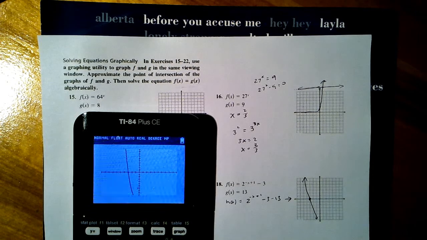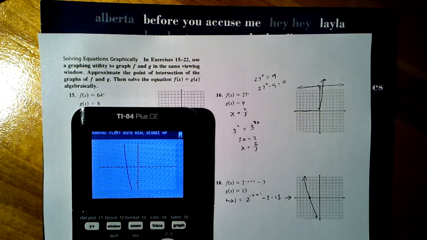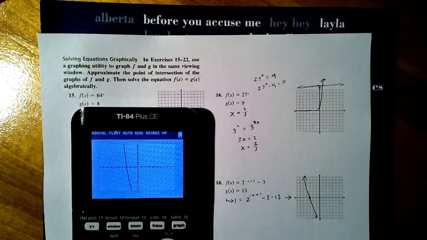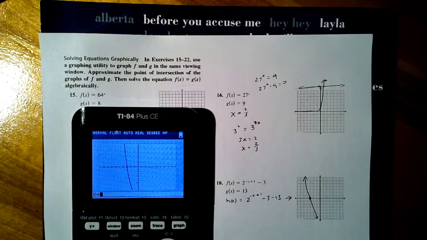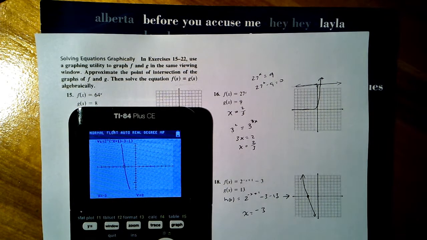Let's confirm. You've got two options here. We could go second calc 0, just like we did on the previous problem on the calculator. Or if you think you know, you could go second calc value negative 3, and sure enough, negative 3 is a 0. X equals negative 3.